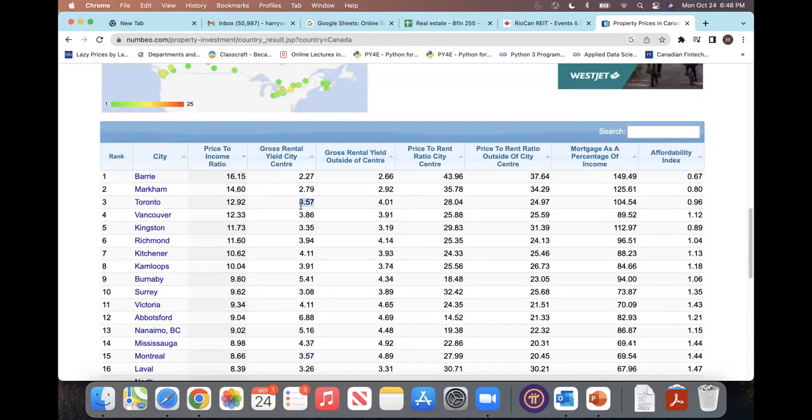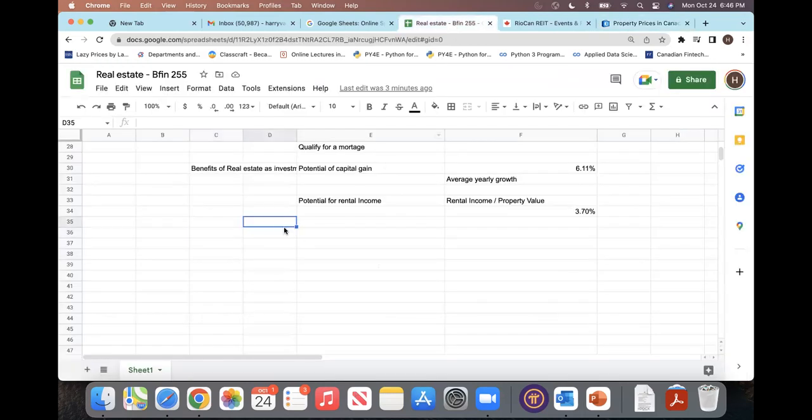Toronto, the yield is only 3.57%. So let's do a little bit of math. Let's say we are looking to invest $800,000, and let's look at different cities, how much rent they will get. So this is city. We'll write it down for Toronto, Vancouver, Calgary, Montreal, and Edmonton. So we are almost covering all major cities.